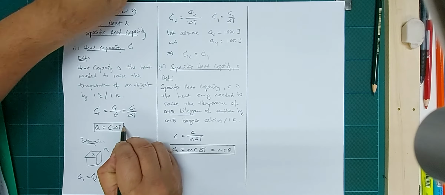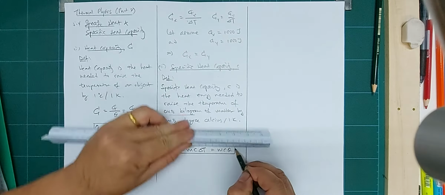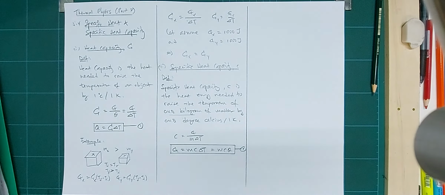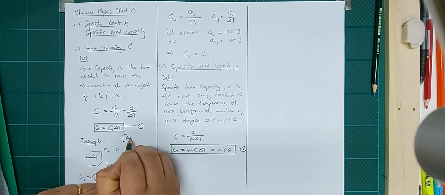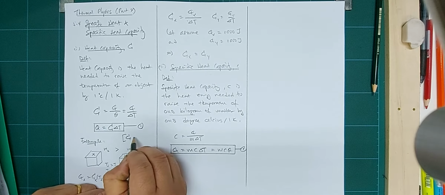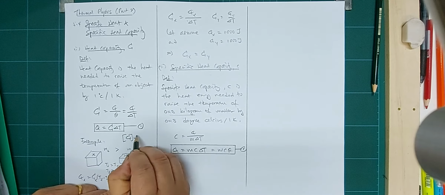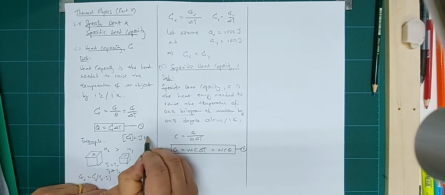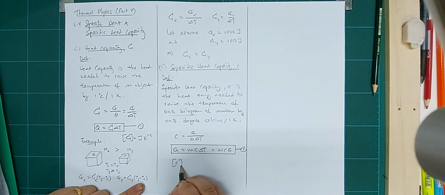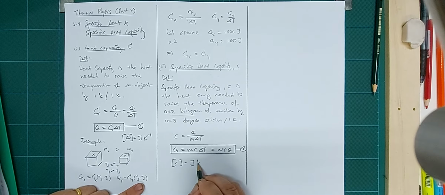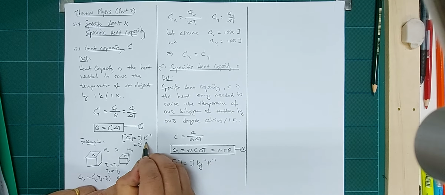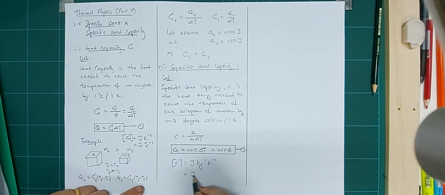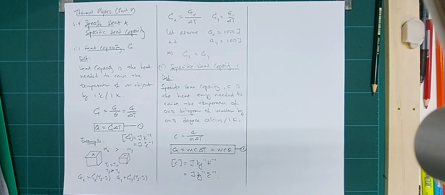I'll call this one equation 1, and this one equation number 2. Now look at the units also, they are quite different. The unit for heat capacity only is joule per Kelvin, and this one, small c, is joule per kilogram per Kelvin, or we can also use joule per degree Celsius. This one will be joule per kilogram per degree Celsius. They are equivalent.